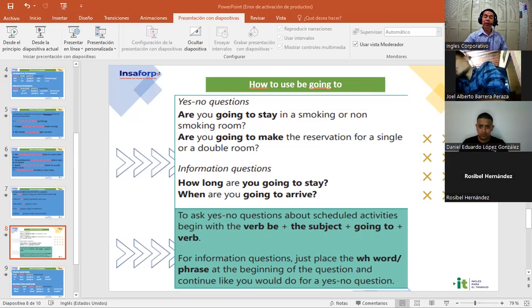But in this case, we have the question word, that is where, when, what, why, etc., right? So la palabra de información, information. So it says, where are you going to go tomorrow? I'm going to go to the park. What is David going to do tonight? David is going to have an English class.